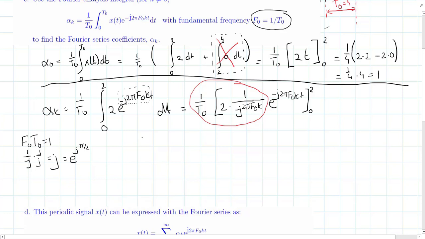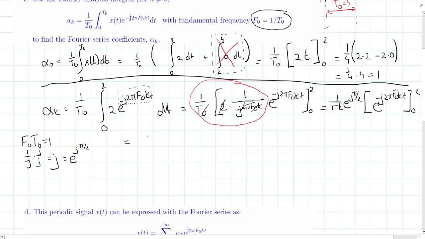So let's simplify this a little bit further. These 2's would cancel out, the minus j would become a j, or an e to the power j pi over 2. Our f0 and t0 would be equal to 1, so those two would also vanish. What we would be left off with is 1 over pi times k e to the power j pi over 2, and then the part we have to integrate over, so f0 kt from 0 to 2.